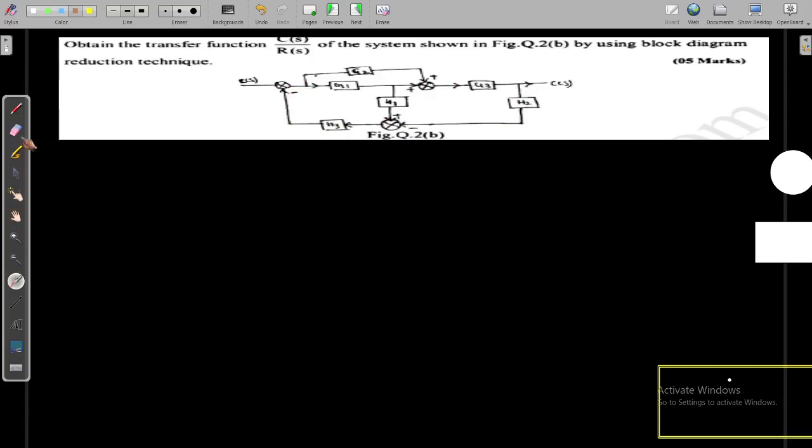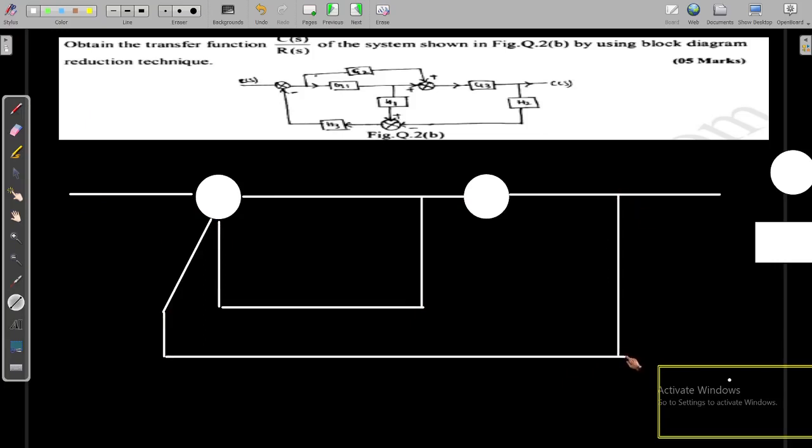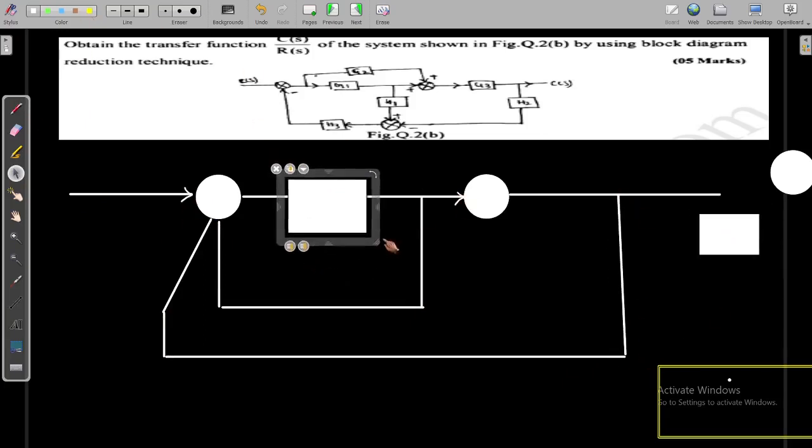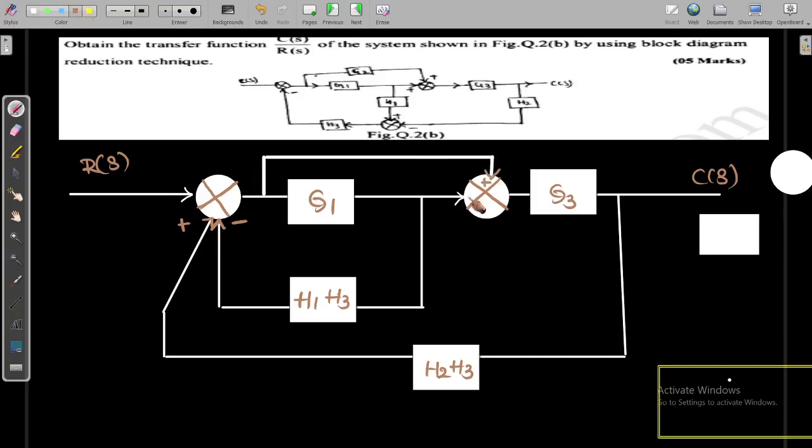Let us draw the diagram with that. Now we have separated these two. But here a problem will be there.